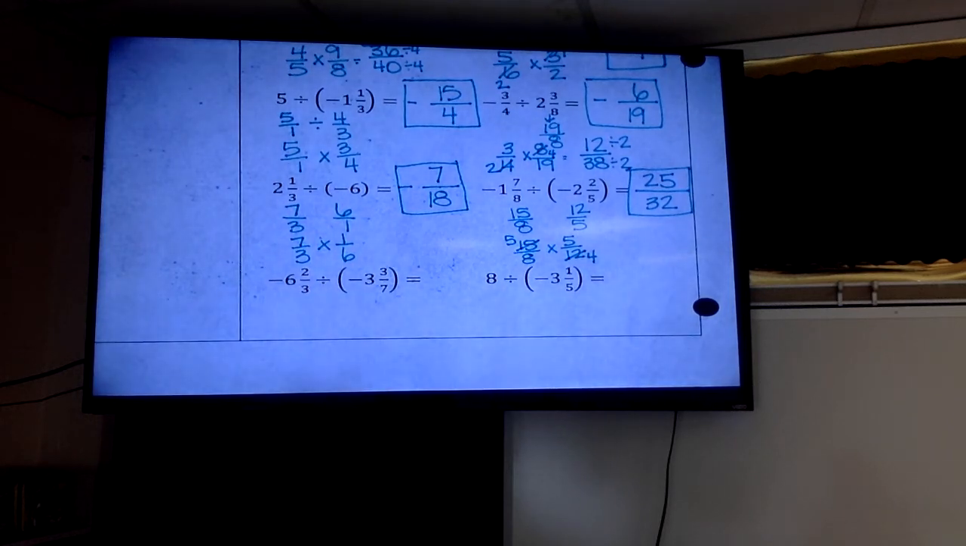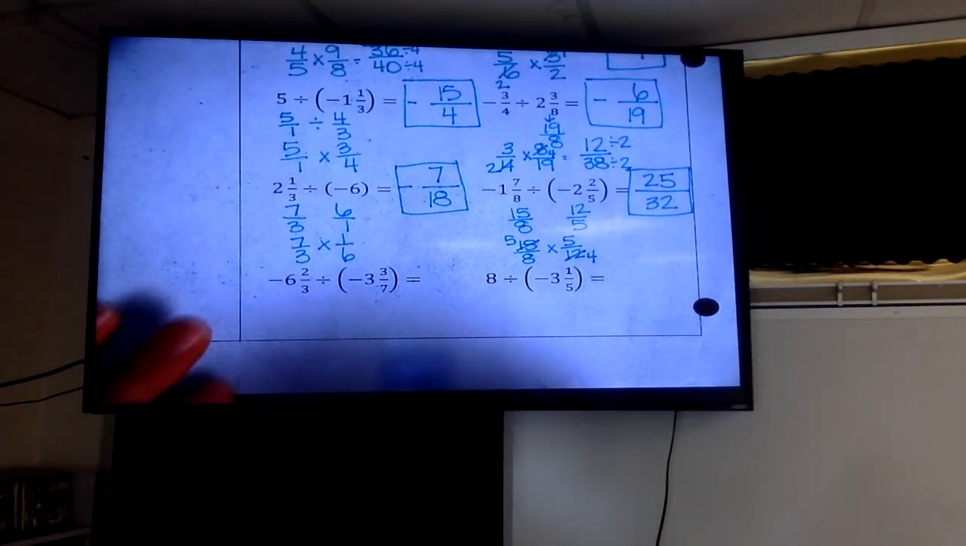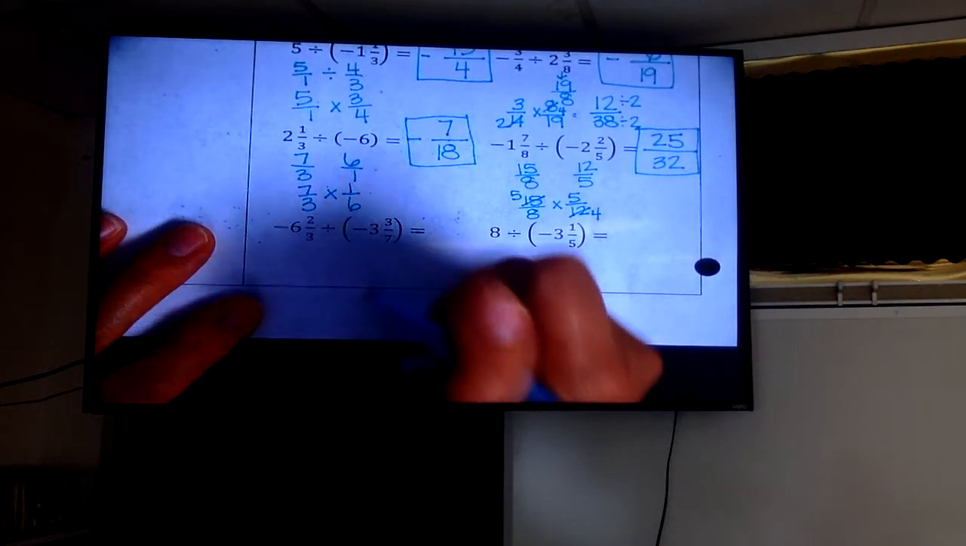Remember, your rule for 3 is you add the digits together and ask yourself if it's divisible by 3. That'll help you when it comes to simplification. All right, 2 more, and you guys are being rock stars.